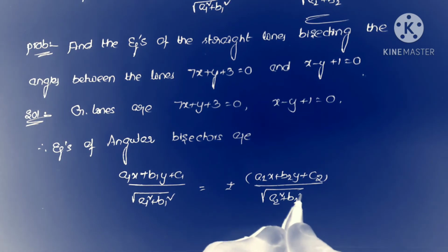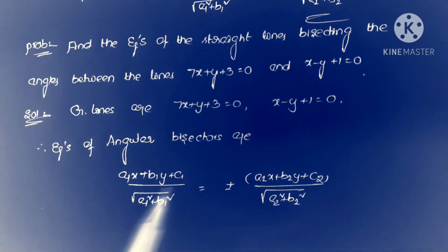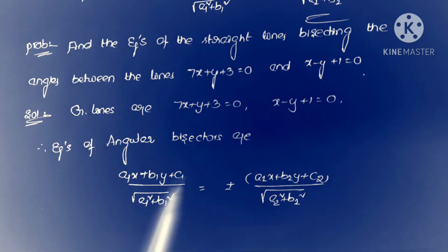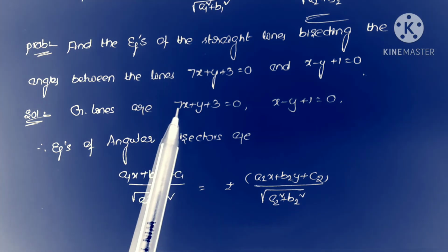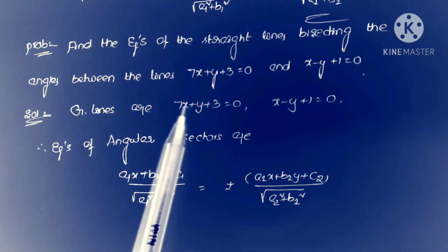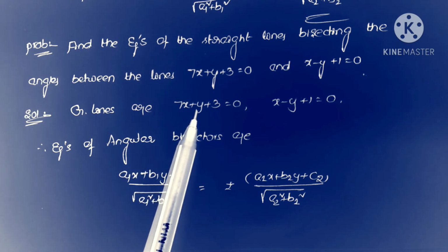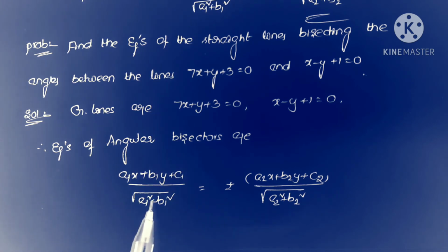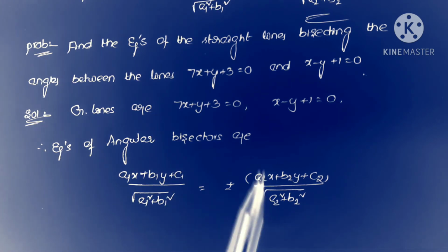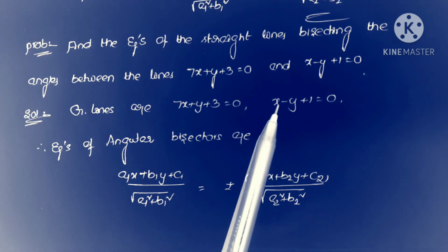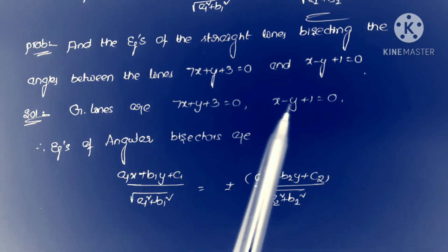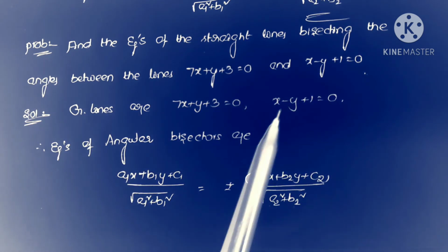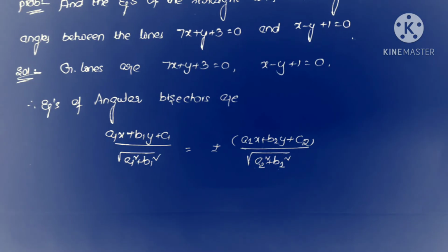Now what is a1x + b1y + c1? This is nothing but the first line, divided by square root of a1 square plus b1 square. Here a is equal to 7, b is equal to 1, so square root of 7 square plus 1 square. Equals a2x + b2y + c2, this is nothing but the second line, x - y + 1, divided by square root of a2 square plus b2 square, 1 square plus minus 1 whole square. Now substituting the values in this formula.